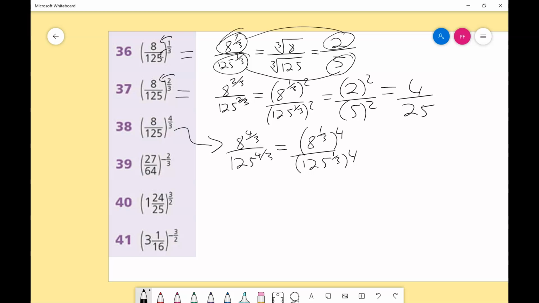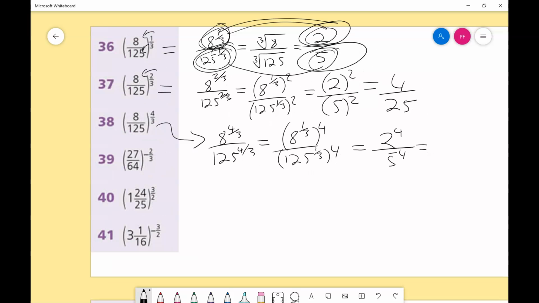Now again, we have 8 to the power of a third, you already know is 2. So it's 2 to the power of 4. And 125 to the power of a third is 5. So it's 5 to the power of 4. 2 to the power of 4 is 2 by 2 by 2 by 2, which gives me 16. And 5 to the power of 4 is 5 by 5 by 5 by 5, which is 625. So 16 divided by 625, does it give me a nice fraction? No, that's as good as it gets.